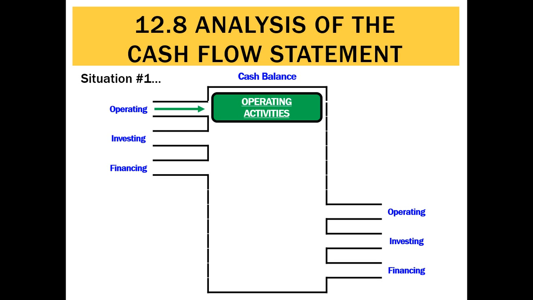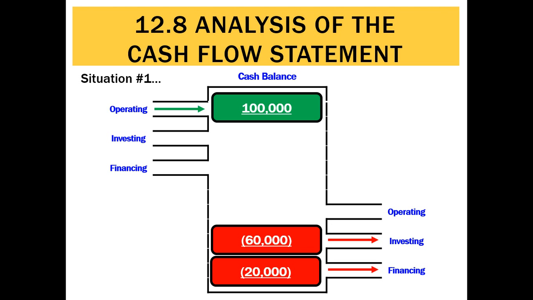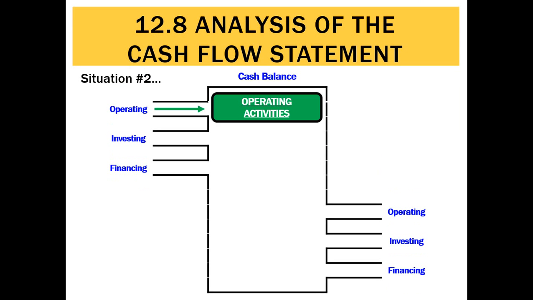This is a bad situation. We've got money coming in through operating, let's say 100,000. Investing activities, actually 60,000 spent, and financing we spend 20. This is a good situation, sorry. This is where our operating activities have generated enough net cash to not only buy new assets of 60, but to also pay off debts and give the owner some drawings of $20,000. That's an ideal situation.